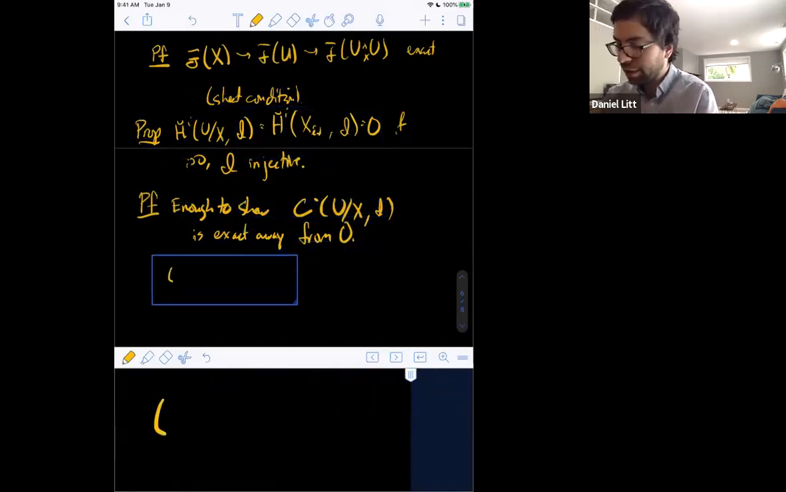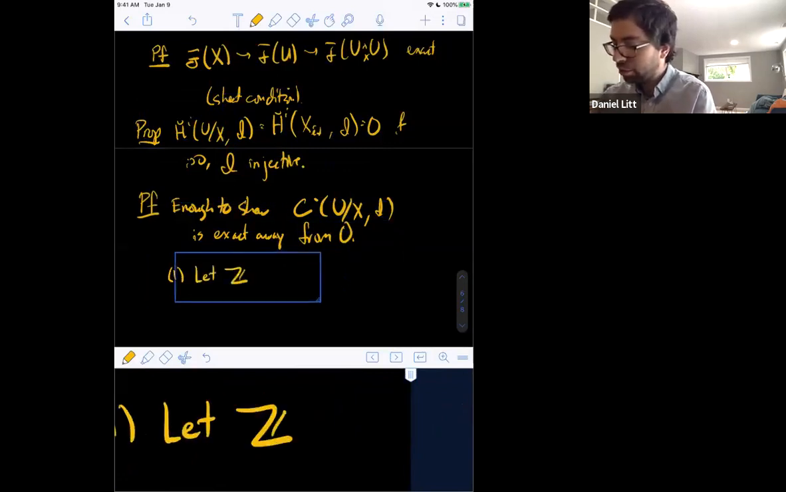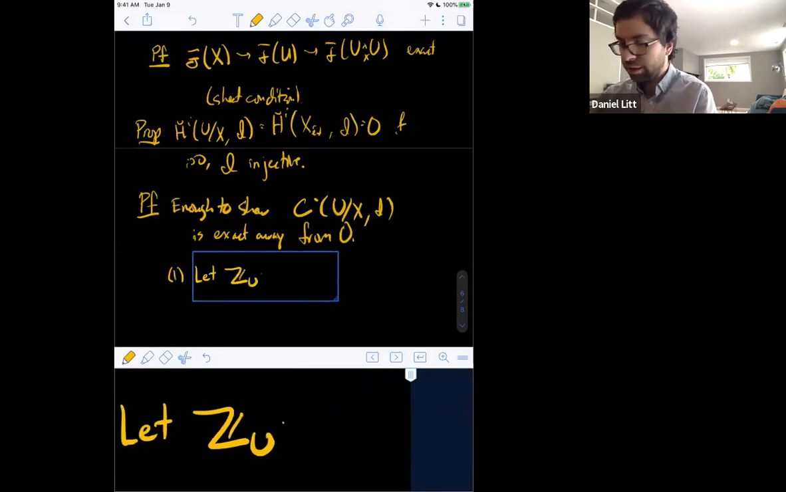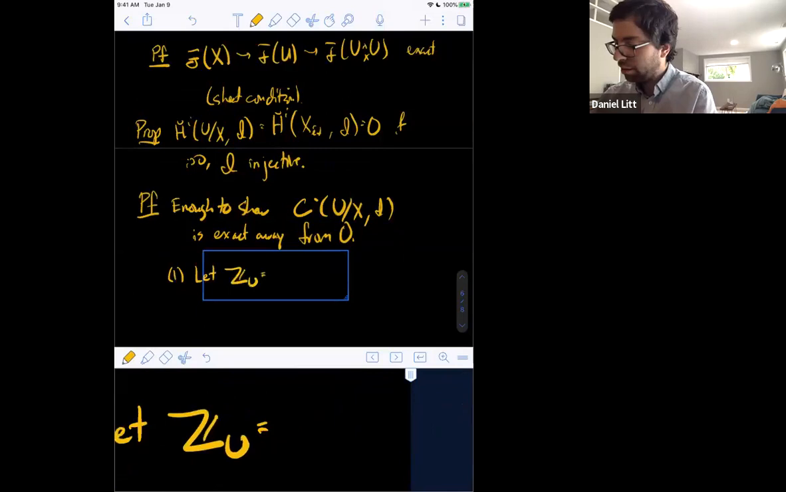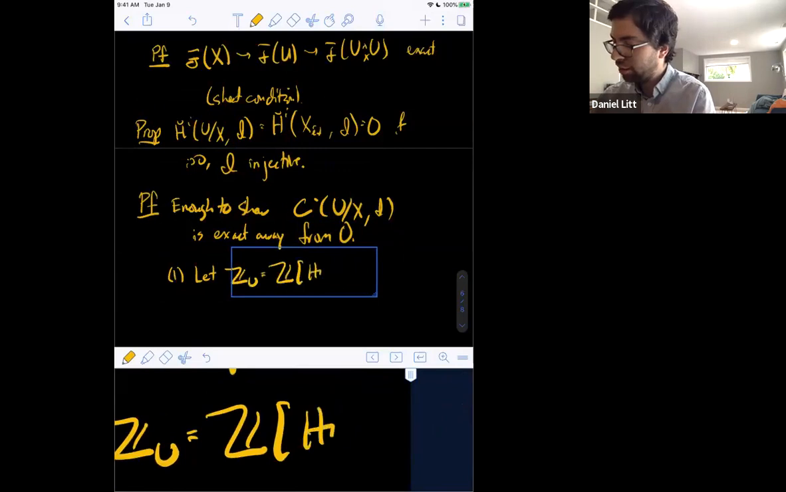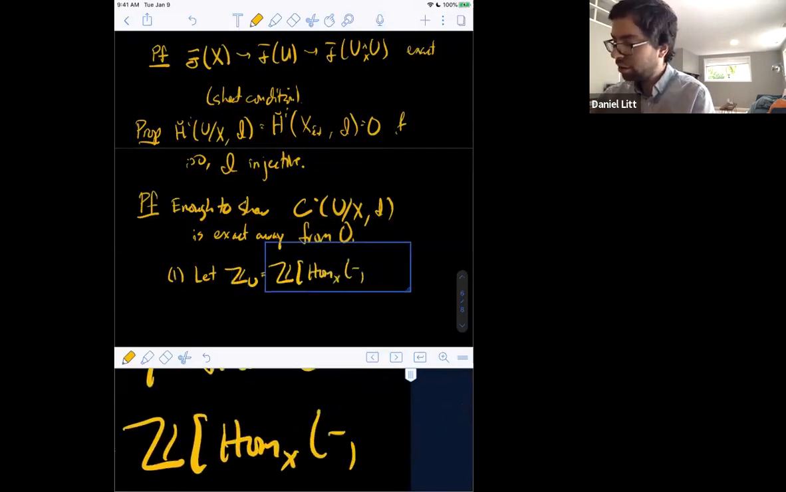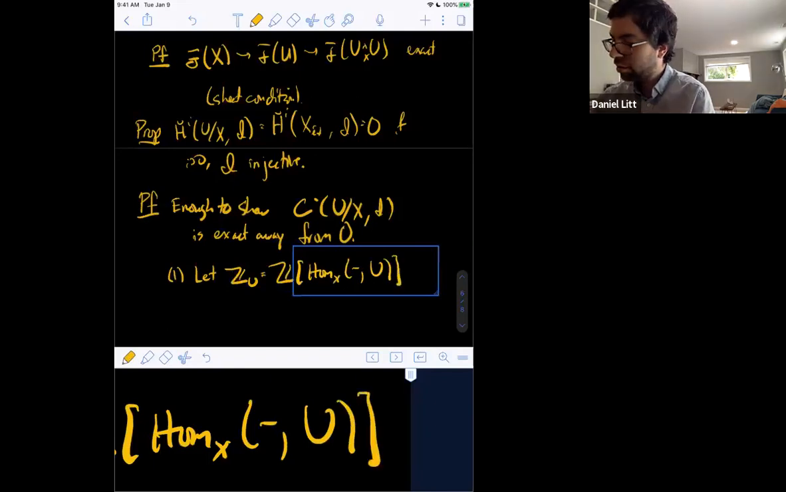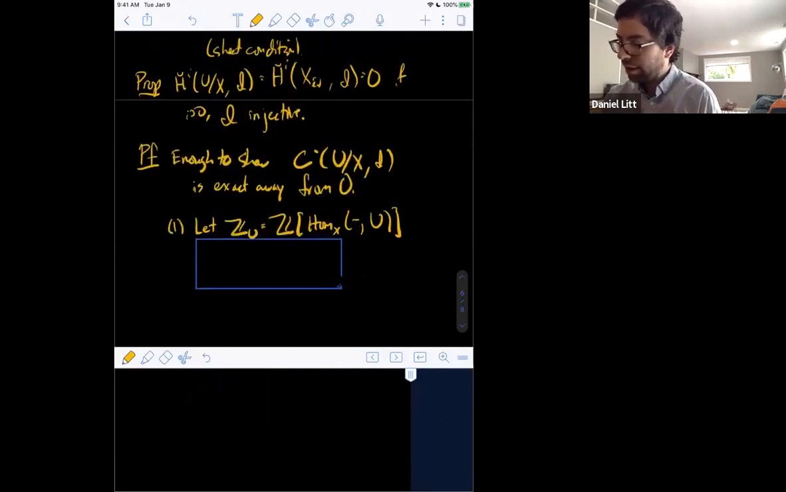So here's the cool idea. I really like this. I'm going to let Z sub U be just the free abelian group on the following functor: Hom over X into U. Okay, so what do I mean by this? I mean that if I evaluate this on an X-scheme V, I take the set of maps from V into U over X, and I take the free abelian group on that.